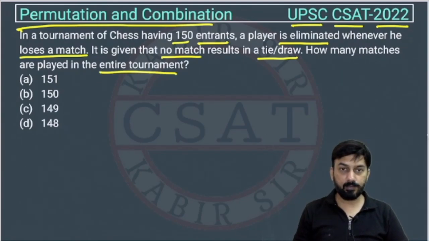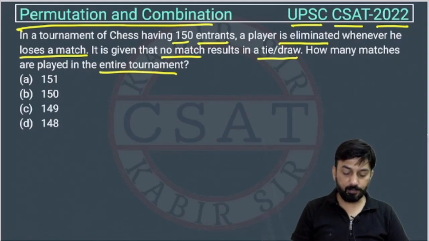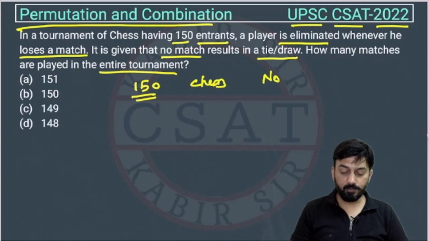So the question is saying like this is a knockout kind of game, right? So how many teams are there? How many players are there? 150, and all these players are playing chess, and there is no match that is a draw or tie, right?